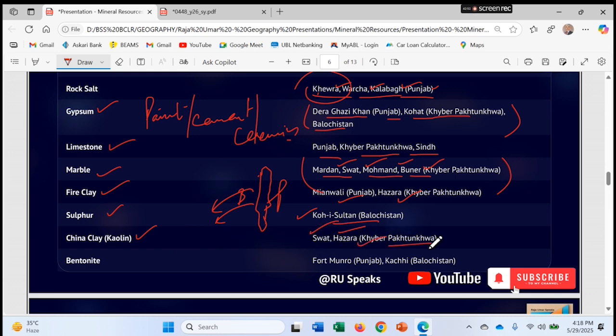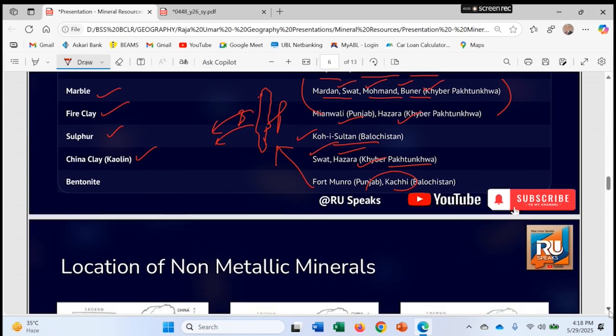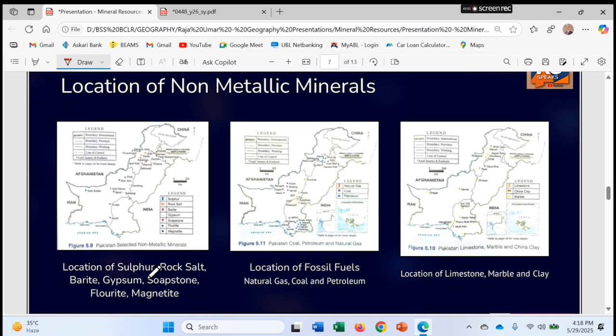China clay, Swat and Hazara, Khyber Pakhtunkhwa. Again in this particular mineral, the Khyber Pakhtunkhwa region is really very important. And bentonite, Fort Monroe. Again, Fort Monroe is in the Suleiman range, and Kachi, Balochistan, that is again the Balochistan region. So again, Balochistan is a really very important region for the extraction of minerals in Pakistan.